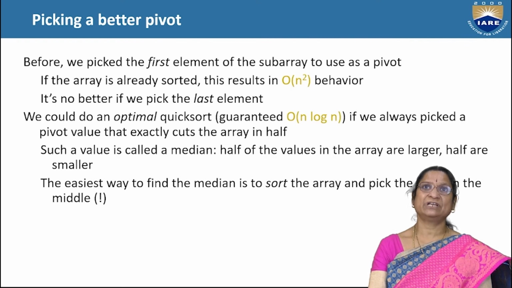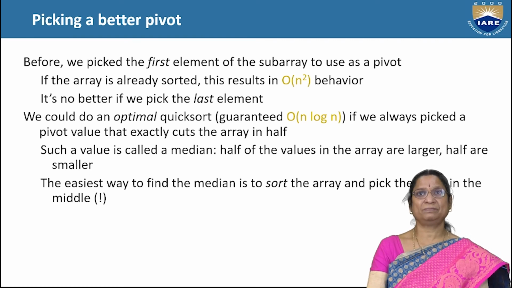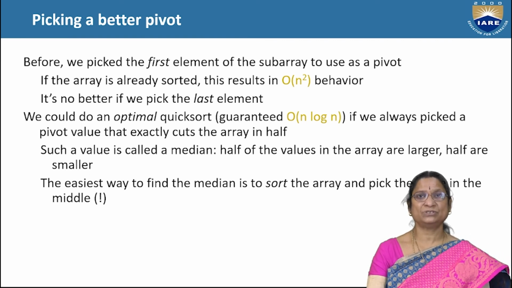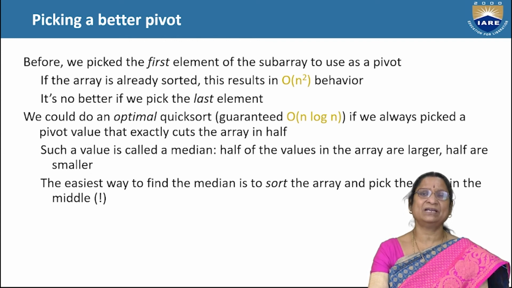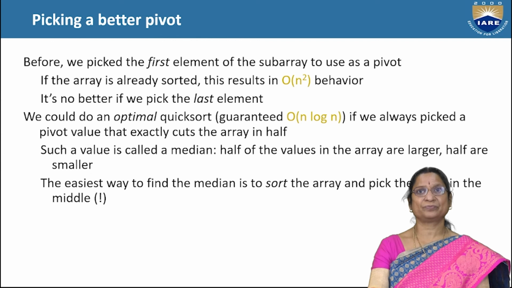How to choose a pivot element? How to choose a better pivot element so that the analysis is going to be very effective and identifiable by us. That is, we pick the first element of the subarray as a pivot element in the examples which we discussed. But it need not always be the first element. Any element can be considered as a pivot element. If the array is already sorted, this results in order of n square behavior.